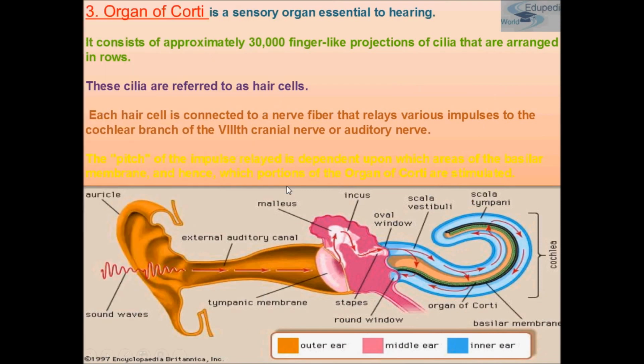Now comes the third component of the internal ear, which we call the organ of Corti. Now organ of Corti, what does it do? It is a sensory organ which is essential to the hearing process, and it consists of approximately 30,000 finger-like projections of cilia that are arranged in rows. See, this is the organ of Corti and it has numerous hair-like projections. This green color line is your organ of Corti.